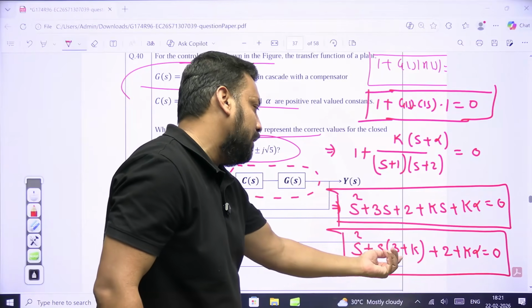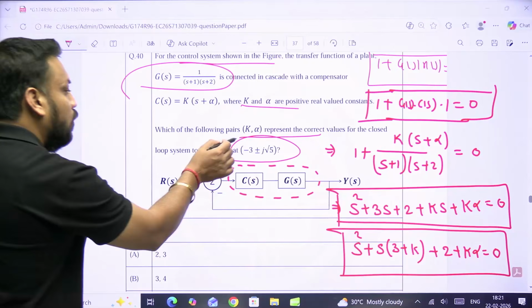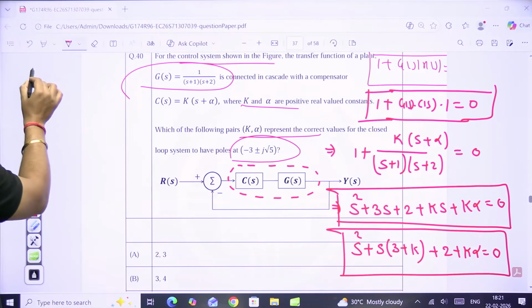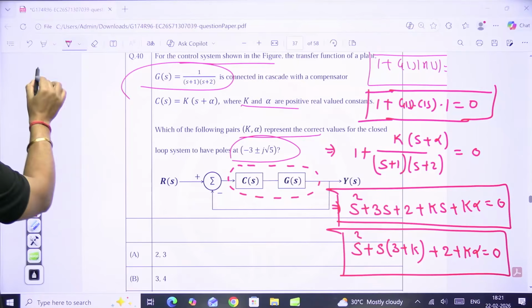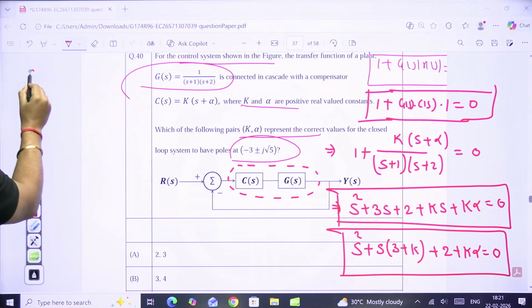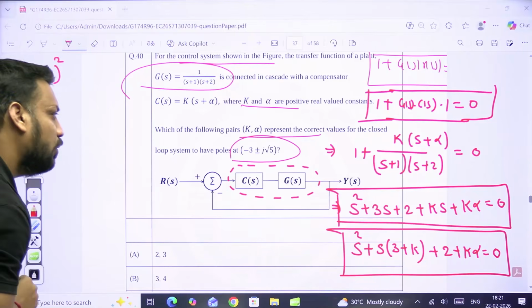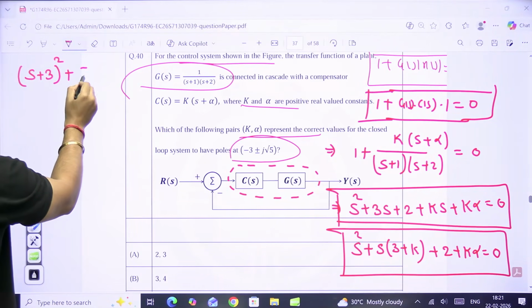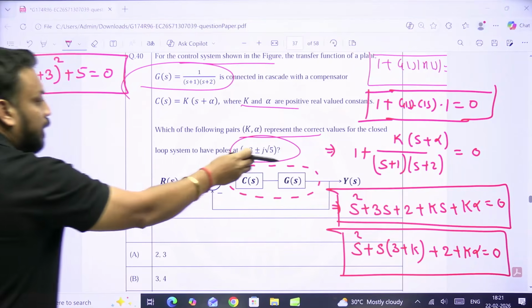Here s you took out, 3 plus k, and here is 2 plus k alpha. And one more pole equation is given to you, that is s1, s2 equal to minus 3 plus minus j root 5. If this is the root, can you design the equation? Yes sir. The equation must be (s plus 3) whole square plus 5 equal to 0. Because if this is the equation, then only we will get this root.